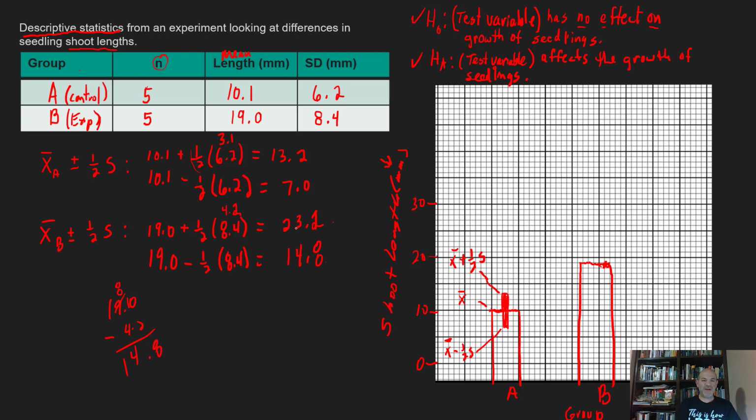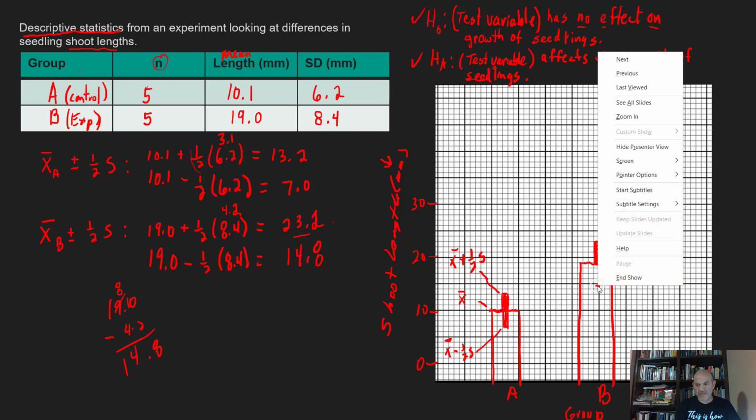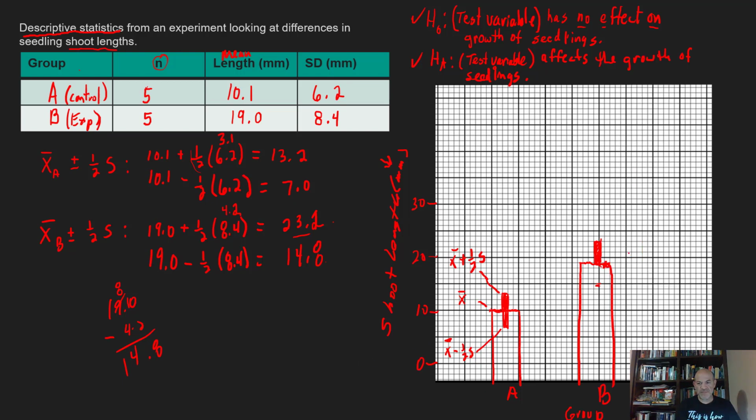So the high value for the error bar in the second one is 23.2. So this is 20, 21, 22, 23, about right there, just a little above it. This is not that fine of a scale for finding exactly where the 0.2 is. It's closer to 23 than it is to 24, and it's just a little above it. And then we have to go down to 14.8, which is just below 15. So this line right here would be 15, so it's really just a little below it, because it's 0.8. And so that's your error bar for the second one.